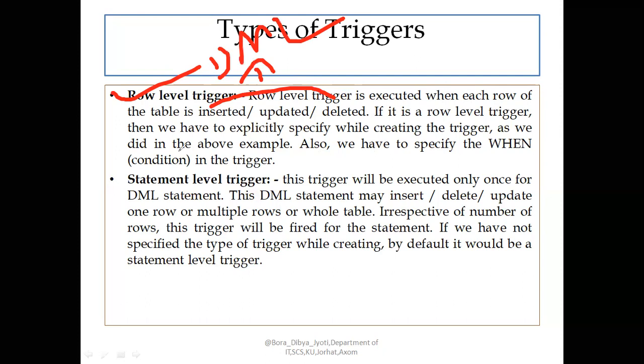Then statement level trigger, this trigger will be executed only once for DML statement. This DML statement may insert, delete, update one row or multiple. अभी यहाँ एक row basis हो रहा है. अब जब statement level की बात आ रहा है, so it may consider one or multiple row or the whole table at single time. Irrespective of the number of rows, this trigger will be fired for the statement. And if you have not specified the type of the trigger while creating, by default, it would be a statement level trigger.